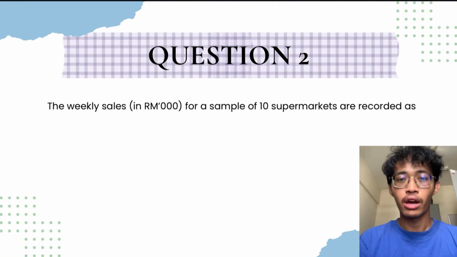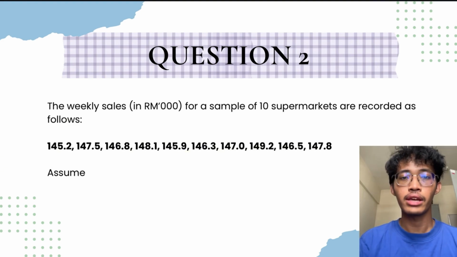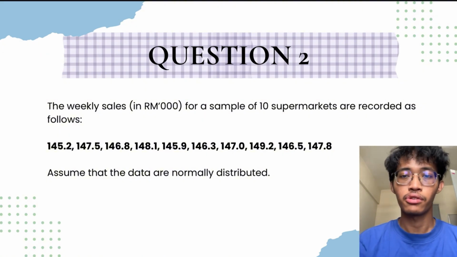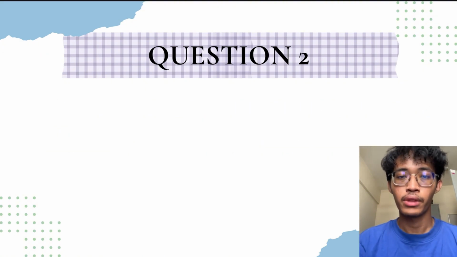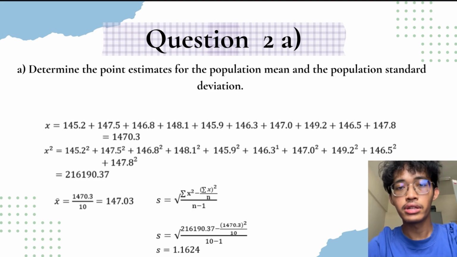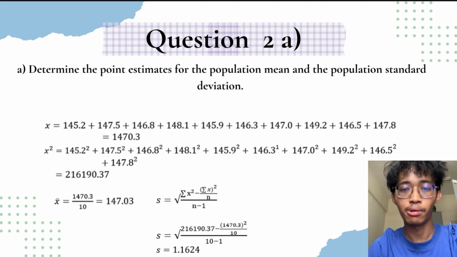And next, we are going to look at two practical problems in statistics involving estimation and confidence intervals. Let's start with question 2. For part A, our goal is to determine the point estimate for both the population mean and the population standard deviation. First, we need to find the point estimate for the population mean.